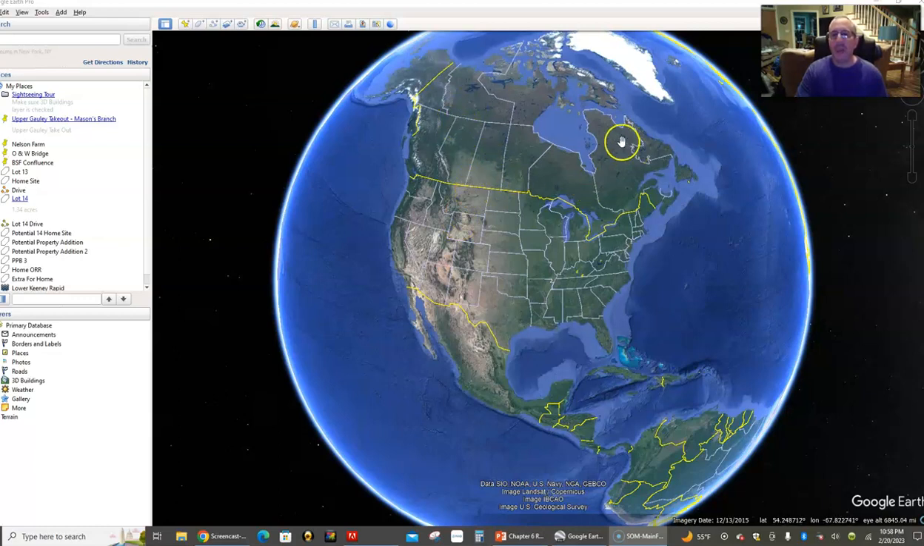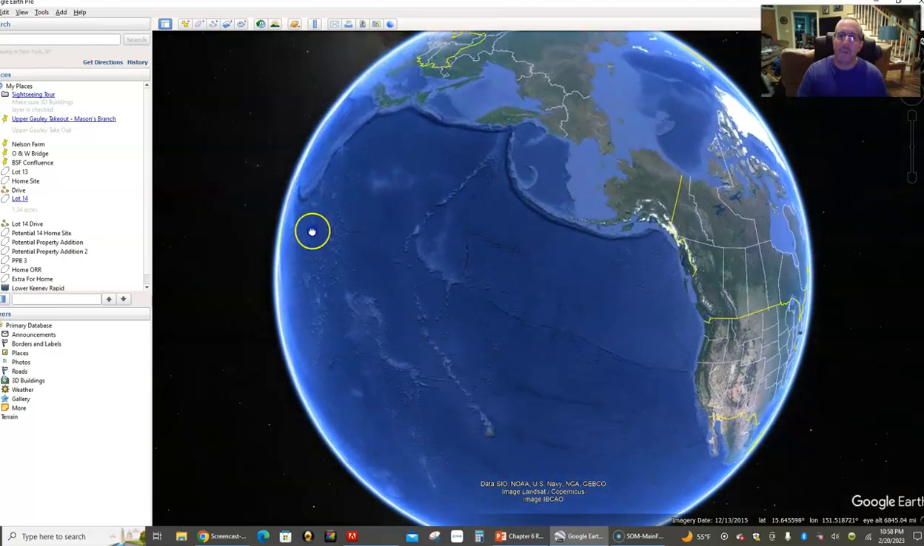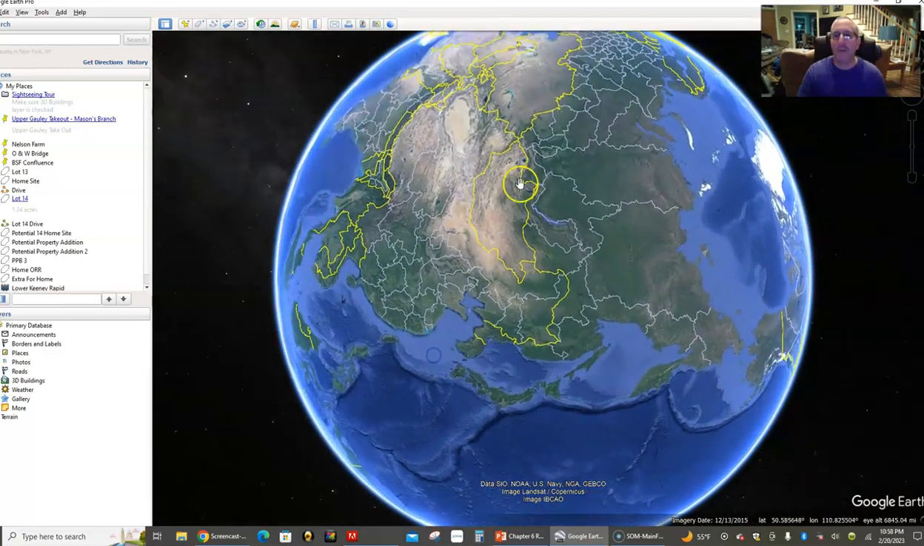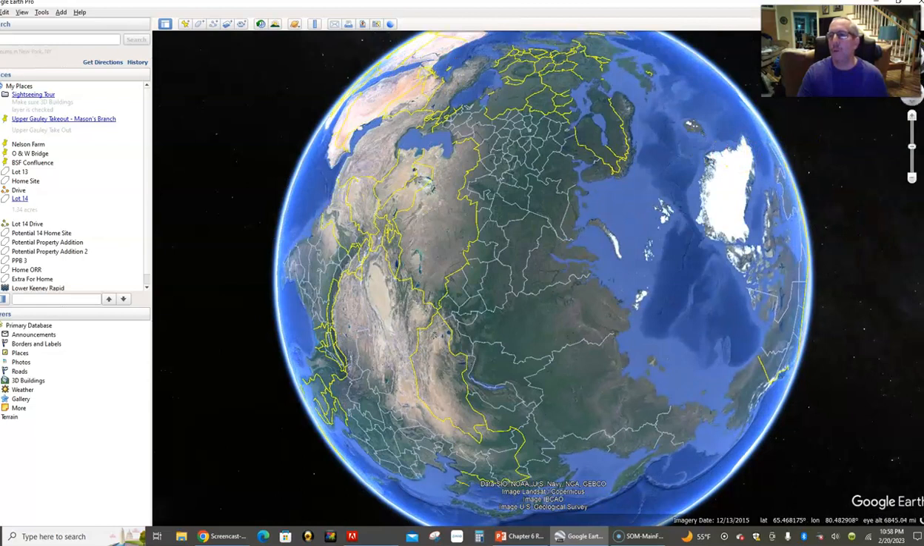So again, this is Canada. This is the island of Greenland. And just get an idea of how big the United States is. The continental United States is down here. We're a pretty big country in the world. But as we go around the globe here, and we're going to get a little twisted up right here, this is going to be Russia. So let me reorient us.